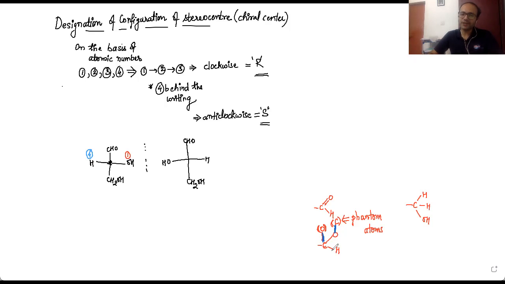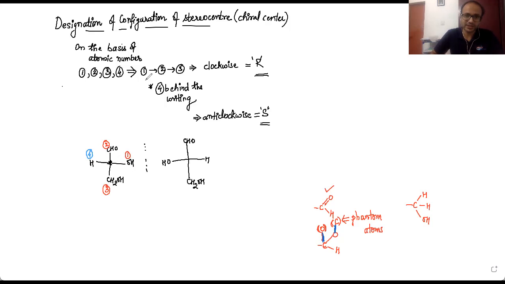Now this CH2OH is attached to 2 hydrogens and 1 oxygen atom. This carbon, the CHO carbon, after we write the phantom atoms, is attached to 2 oxygens and 1 hydrogen. So now it is pretty easy. There are 2 oxygen atoms here and this carbon is attached to only 1 oxygen atom. So the CHO group is going to get higher priority than the CH2OH group. That is why in this case, the second priority goes to the CHO group and the third priority goes to the CH2OH group. So this is pretty fine now.